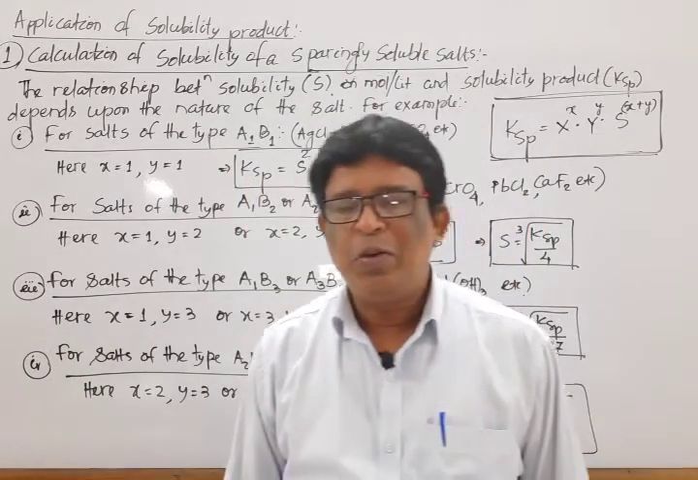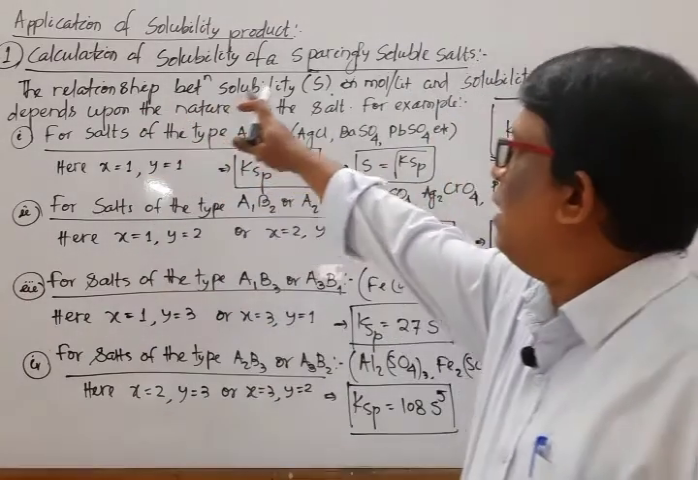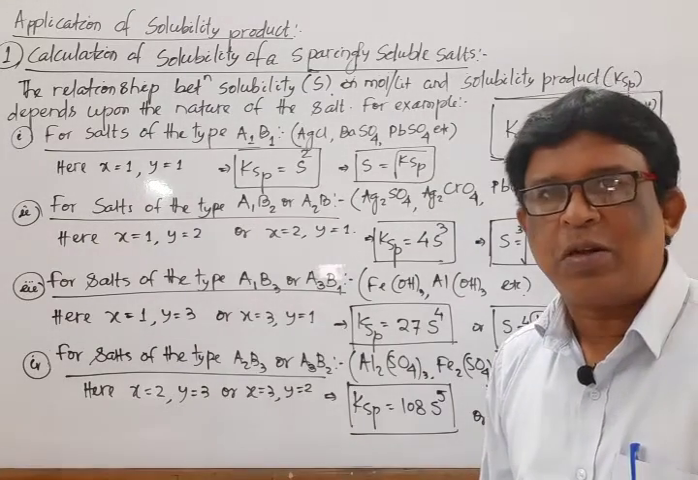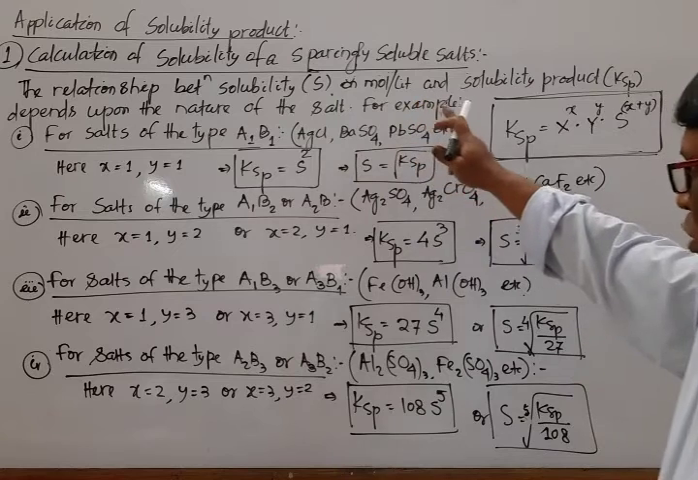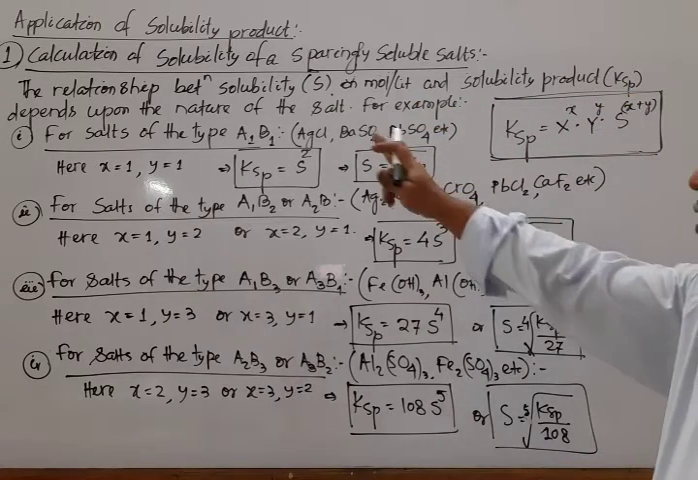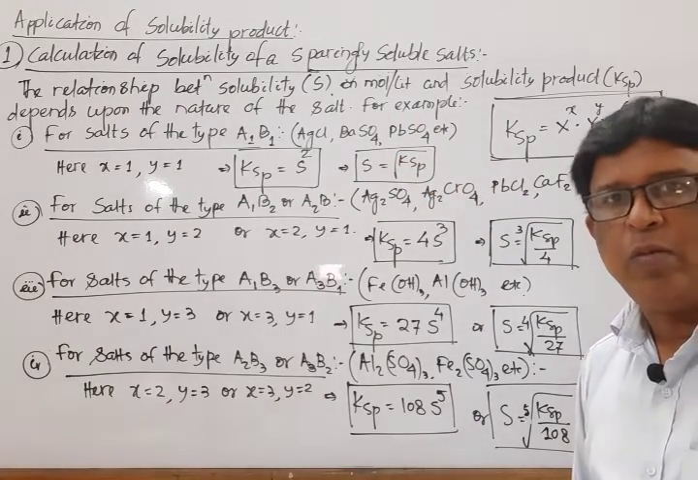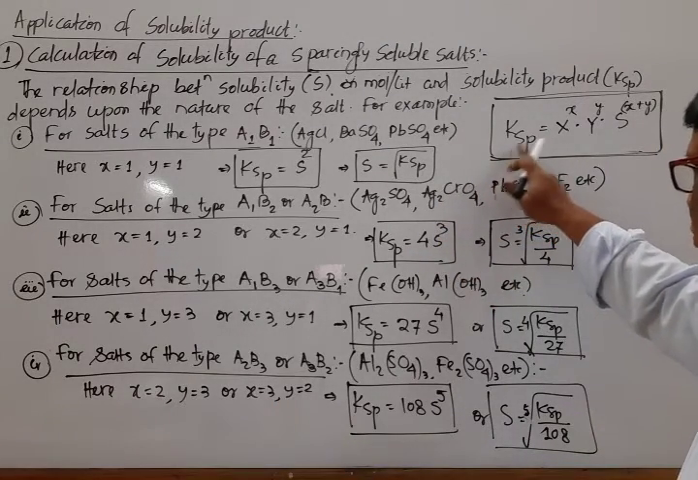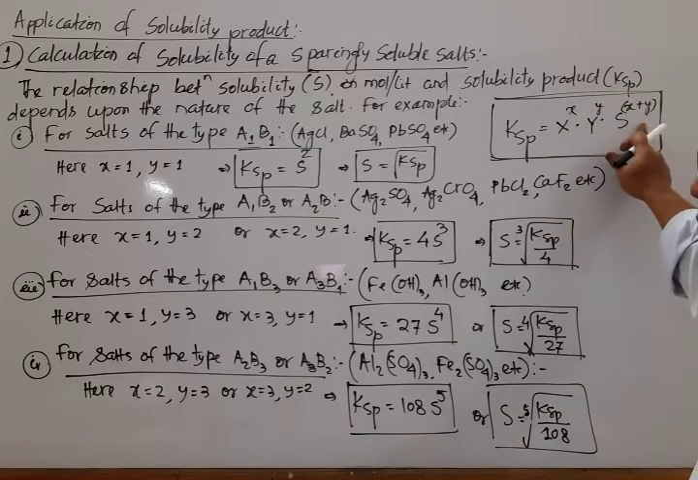Next, switch over to the applications of solubility product. Mark that. First application, calculation of solubility of a sparingly soluble salt. The relationship between solubility S in moles per liter and the solubility product Ksp depends upon the nature of the salt. For a sparingly soluble salt AxBy, the relationship is Ksp equals x^x, y^y, and S^(x+y).